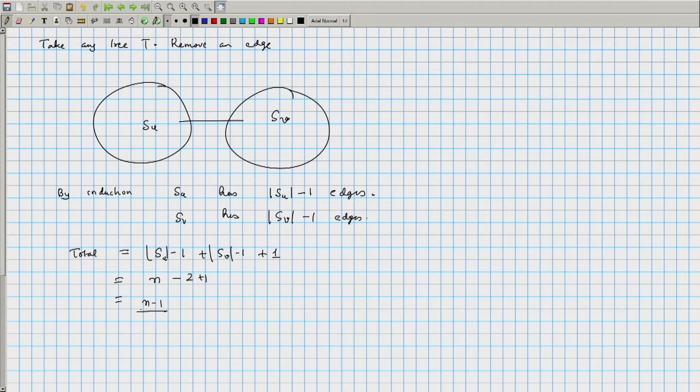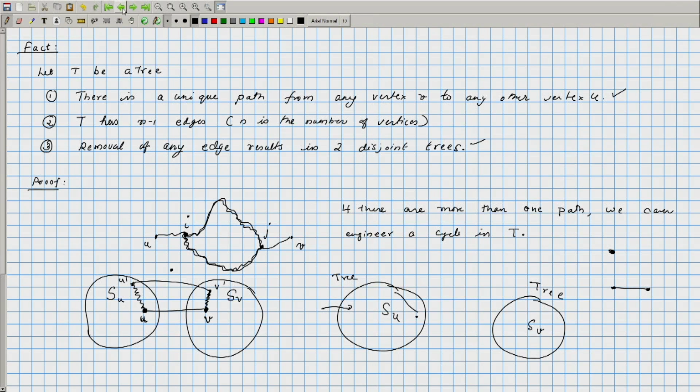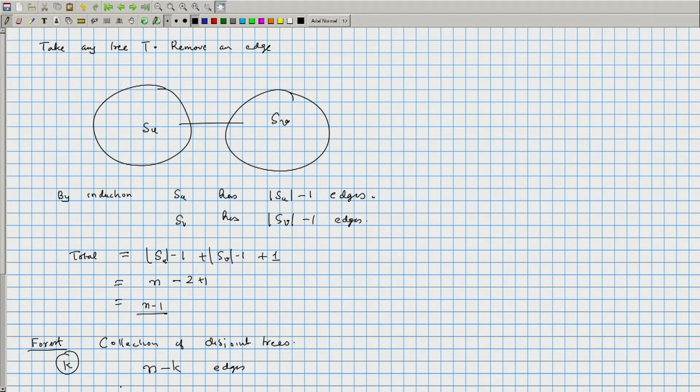So, any tree will have exactly n minus 1 edges. We will just define something for later. There is a notion of forest. A forest is just a collection of trees which are disjoint. So, if the collection had k disjoint trees and the total number of vertices was n, then we will have n minus k edges in it, which can be proven by using fact 2 repeatedly. When we had just one connected component, the number of edges was n minus 1.